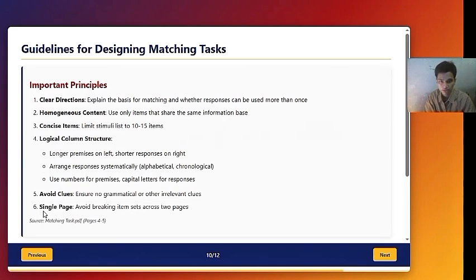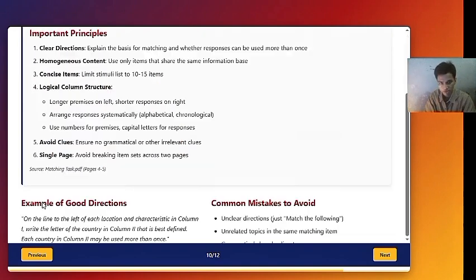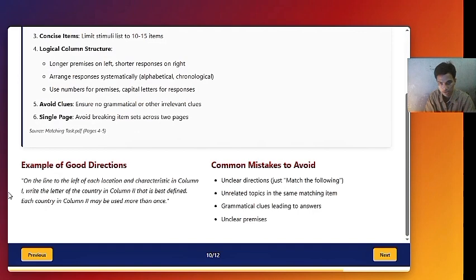And then make sure the matching task is on a single page, so it doesn't confuse the student. Because if it gets split, they might have to flip from page to page to confirm it. This is an example of good direction. On the line to the left of each location characteristic, and so on. In column 1, write the letter of the country in column 2, and define each country, and so on. Make sure to note that. Yep, this one is a common mistake too.